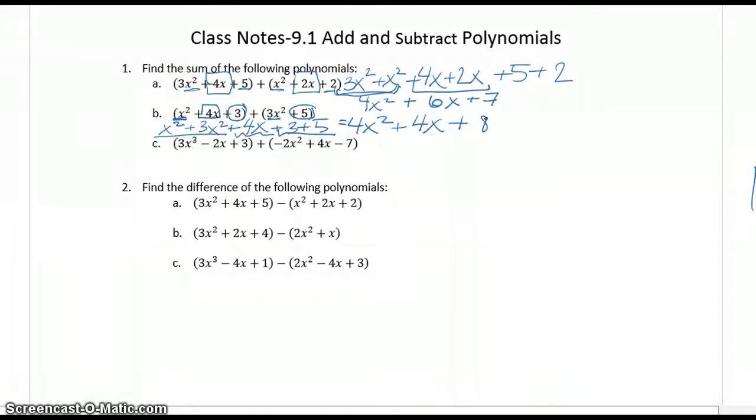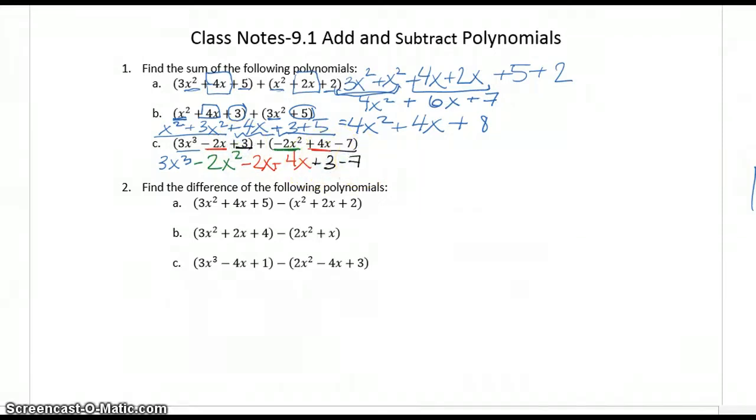Looking at C, we look first at our first term, which has 3x cubed. We don't have any other terms with an x cubed in them, so let's look for terms with an x squared. Our only term with an x squared is here in the second polynomial, so we have minus 2x squared. We look now at our terms that have only an x in them. We have minus 2x here, and then plus 4x. And last, we can just look at our numbers. We have a plus 3 here and a minus 7.